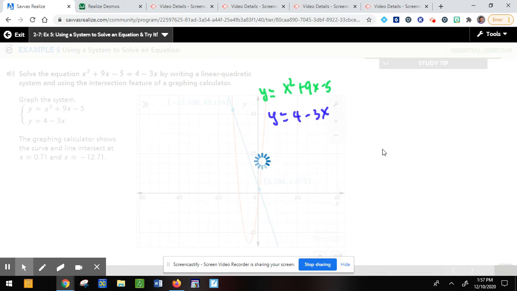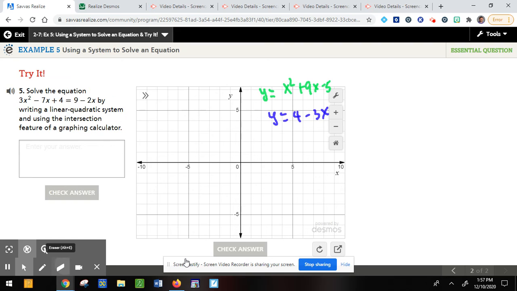So let's take a look. Let's take a look here. So we'll do the same thing. We're going to split it into two different equations and then use the graphing calculator to graph, and it will tell us where they intersect. So pause it and then come back and let's see if we have the same answer.